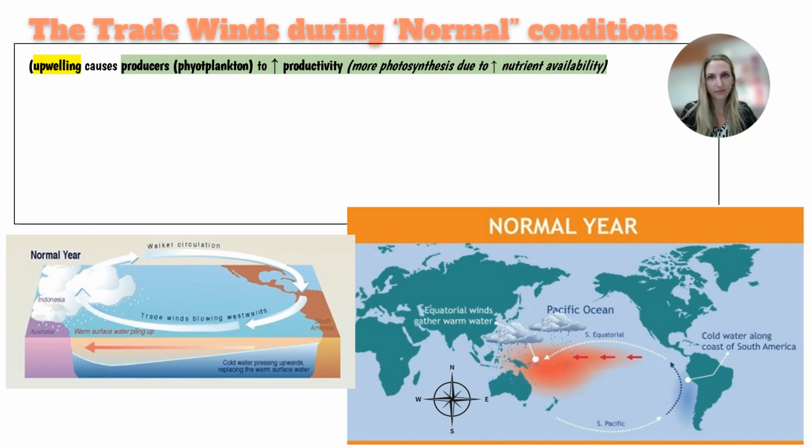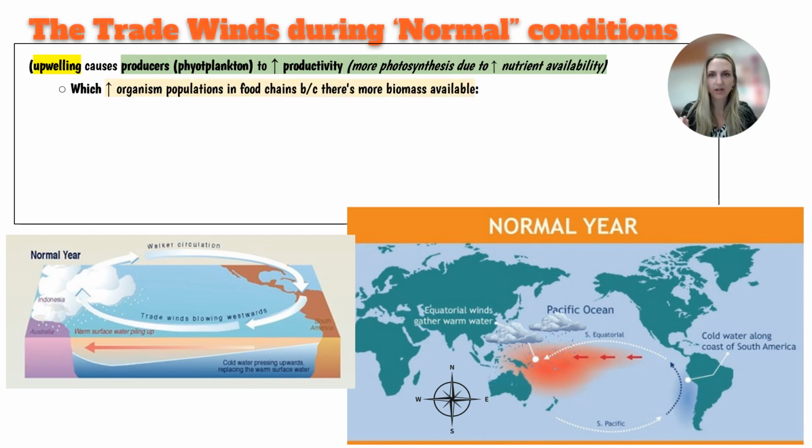Great. Why does this matter? Again, the food chain follows. If there's more producers, you're going to have more organisms in your different trophic levels. So there's more organism populations in food chains. Every trophic level, if there's more food, there's going to be more in each trophic level. They're all going to increase in population.